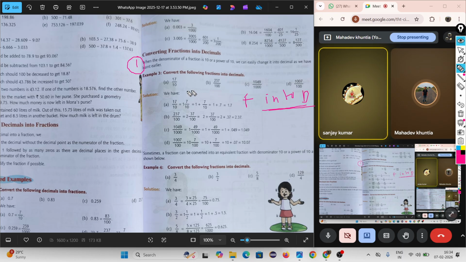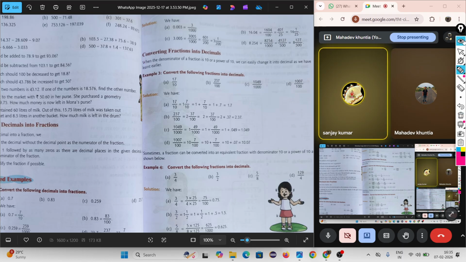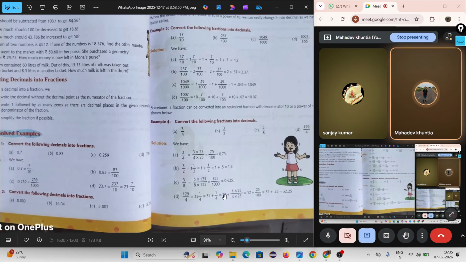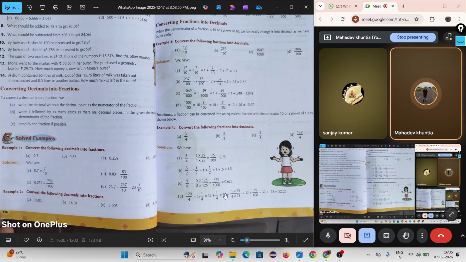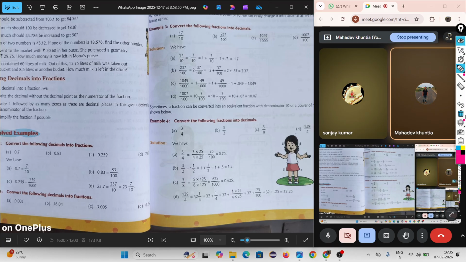The rule says if the denominator is 10, 100, 1000, that's easy. Depending upon the number of zeros, we have to move the decimal point to the left side. Okay. Does every fraction have 10 in the denominator? No. In that case, what should we do?